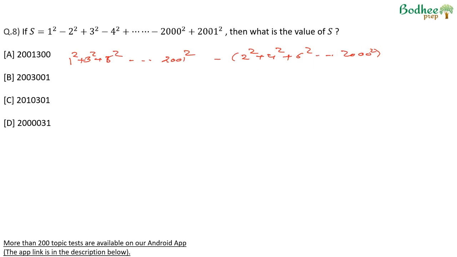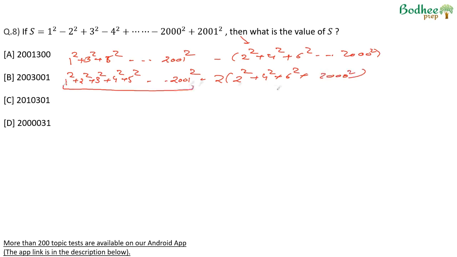We know the sum of squares of the first n natural numbers. So what I'm doing is adding and subtracting these terms again. So we'll get 1 square plus 2 square plus 3 square plus 4 square plus 5 square and so on till 2001 square, minus, this will be subtracted twice now. So what we have done is we have added and subtracted 2 square plus 4 square plus 6 square and so on to complete this series from 1 to 2001. Now, if we take out 4 from 2 square, we'll be left with 1.